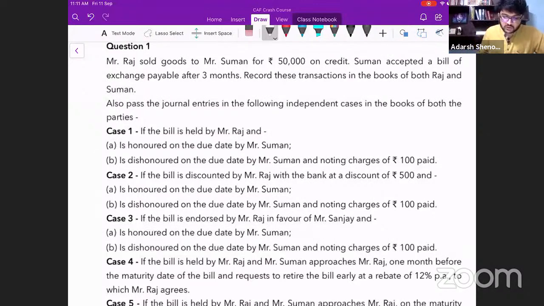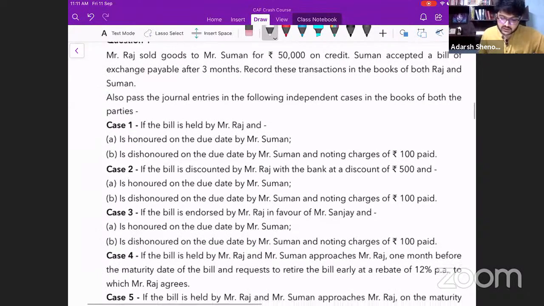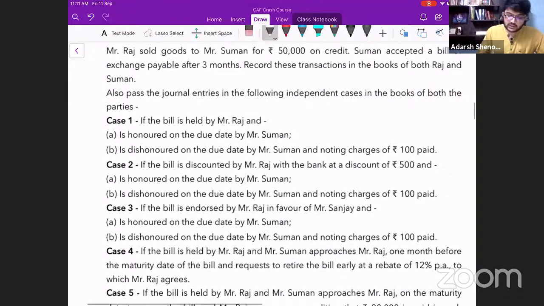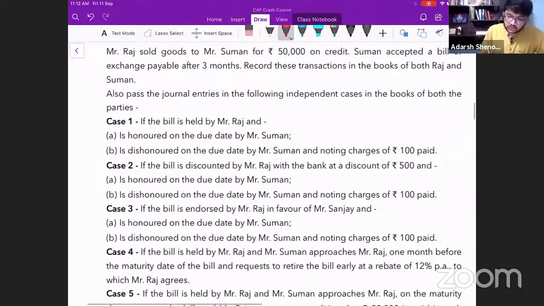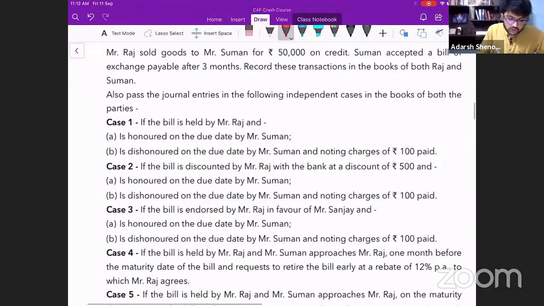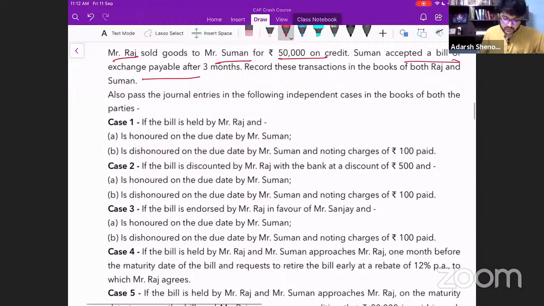Mr. Raj sold goods to Mr. Suman for rupees 50,000 on credit. Suman accepted a bill of exchange payable after 3 months. Record these transactions in the books of both Raj and Suman. Also pass the journal entries in the following independent cases in the books of accounts of both the parties. So who sold the goods? Raj sold the goods to Suman. Suman accepted a bill of exchange payable after 3 months. Simple. We can pass entries for this.